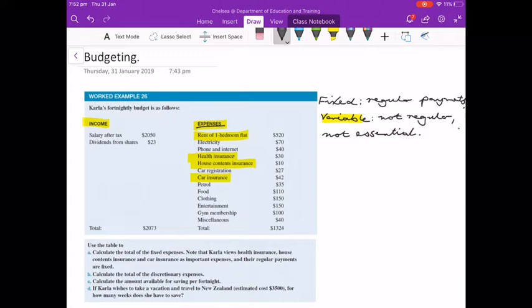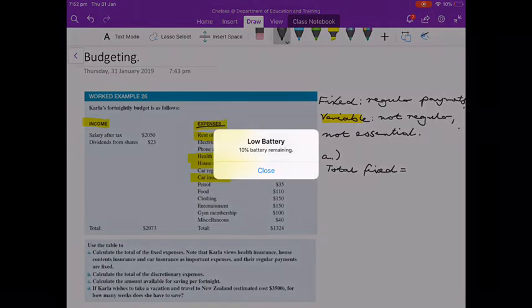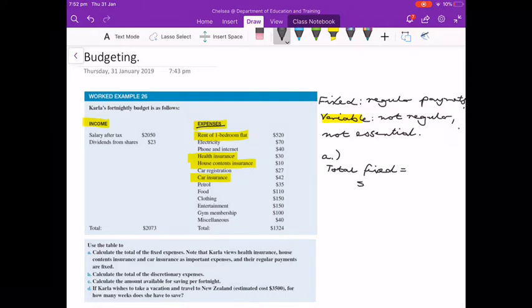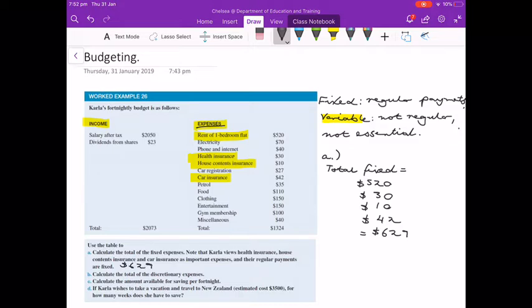So to find her total fixed expenses, we would add her rent, her health insurance, her home and contents, and her car insurance. And that equals $629. I'll put that over here.